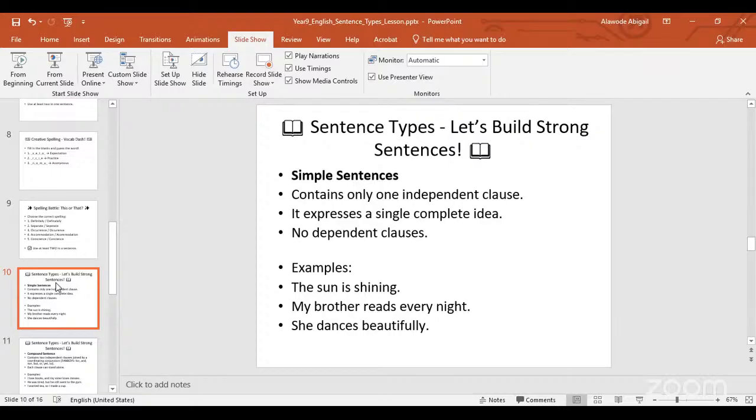Don't let me lose you yet, or don't lose me. Either way, it's pretty straightforward, right? Function is what is the sentence doing?